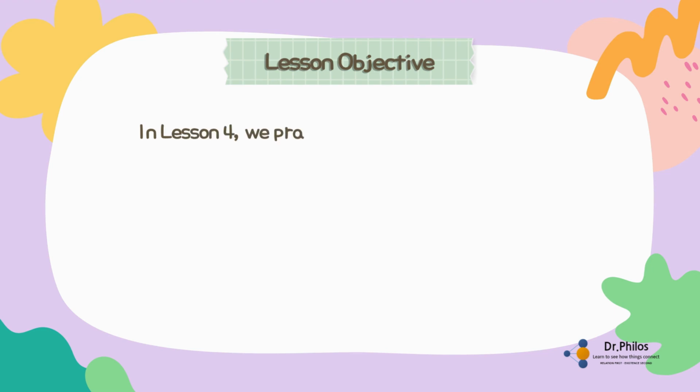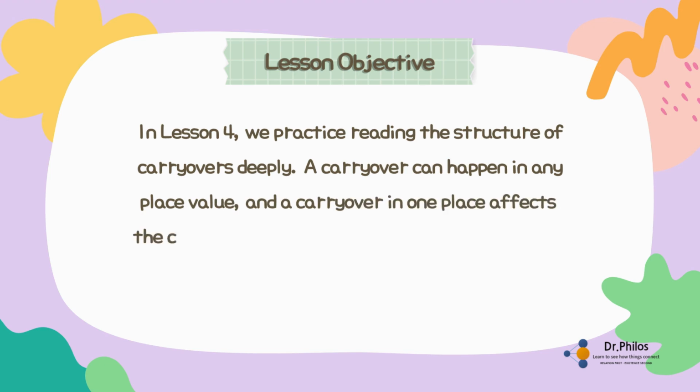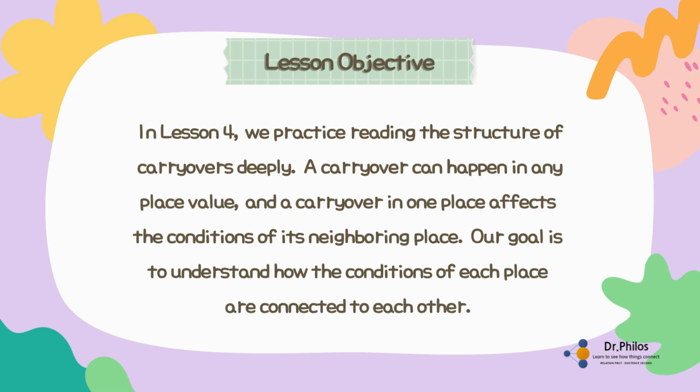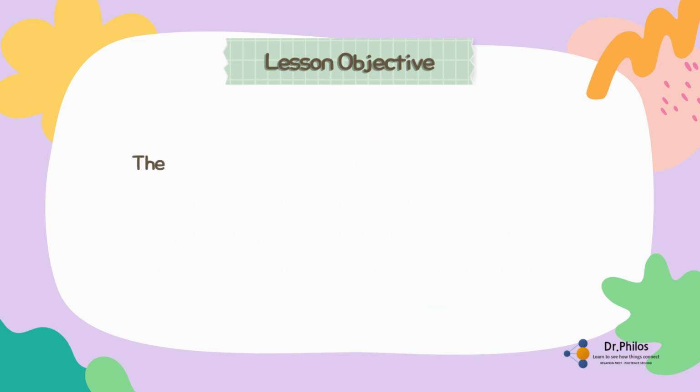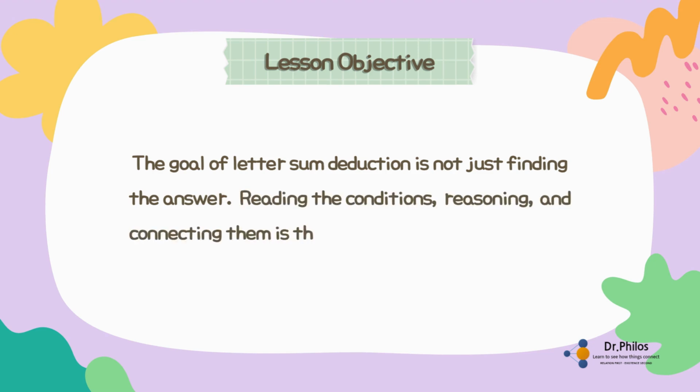In Lesson 4, we practice reading the structure of carryovers deeply. A carryover can happen in any place value, and a carryover in one place affects the conditions of its neighboring place. Our goal is to understand how the conditions of each place are connected to each other. The goal of letter sum deduction is not just finding the answer. Reading the conditions, reasoning, and connecting them is the key. This process creates an algorithm.